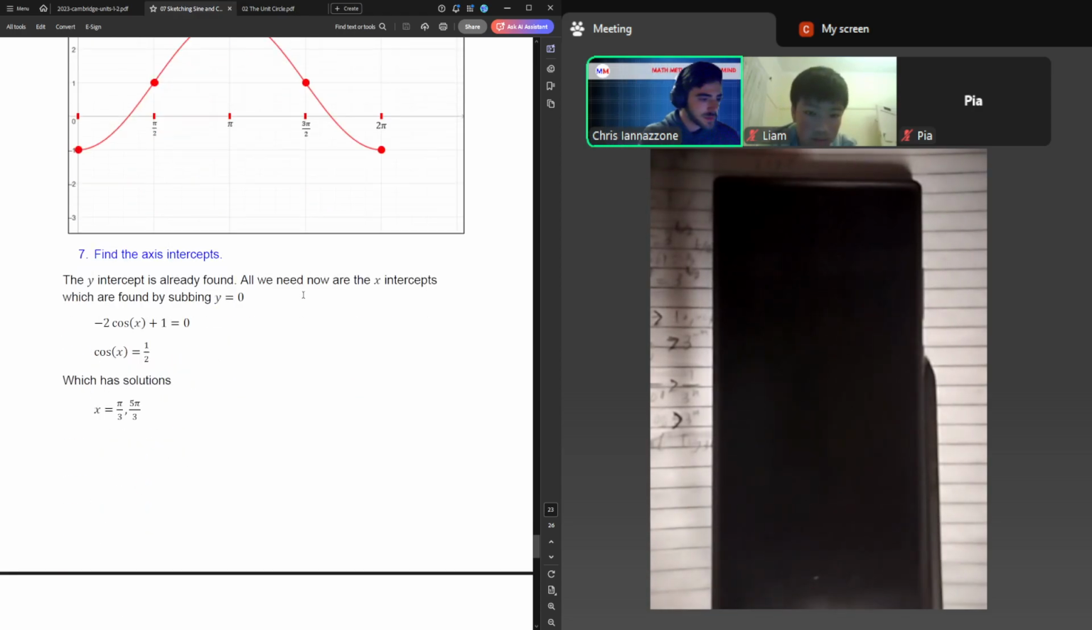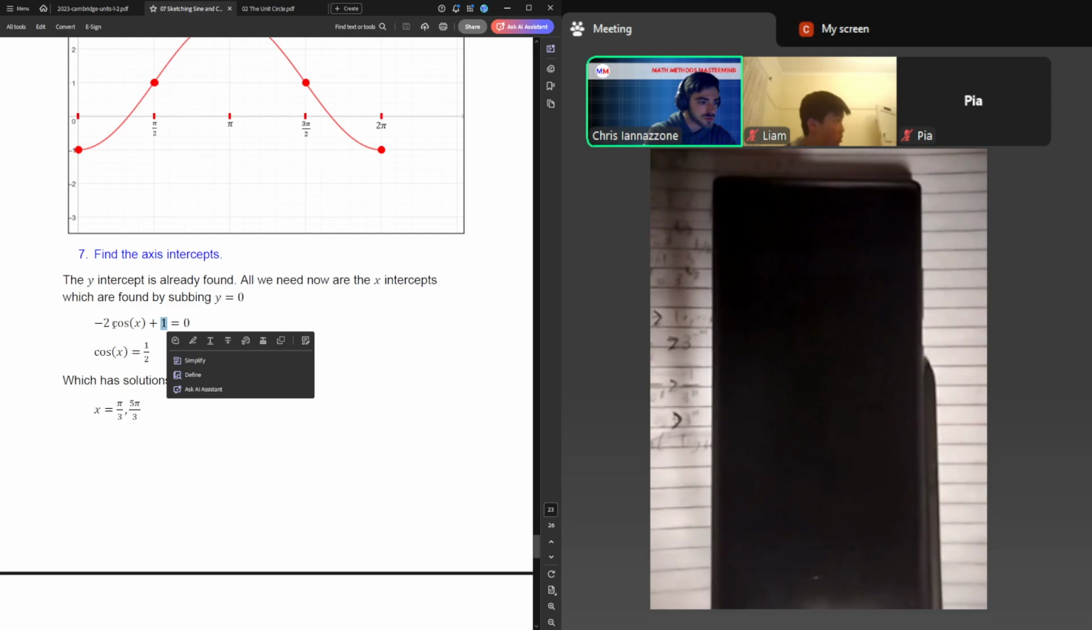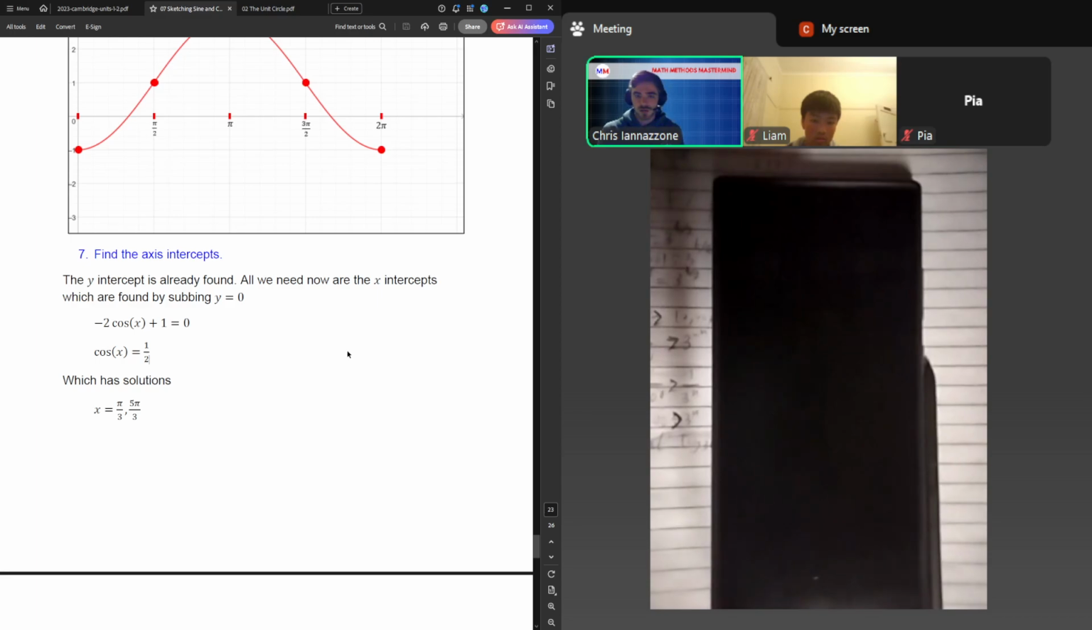Okay. Next up, so how are we going to find these x-intercepts? Well, we set y equals 0. So this was our function, that was the thing we're trying to graph. Set y equals 0, and then solve that circular function. So in this case, it means subtract 1 from both sides and divide by -2. That's going to get you cosine equals a half. So we just got to figure out, where does cosine equal a half?